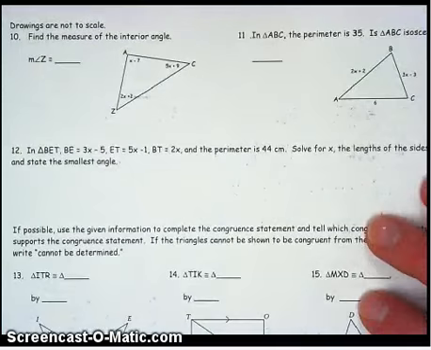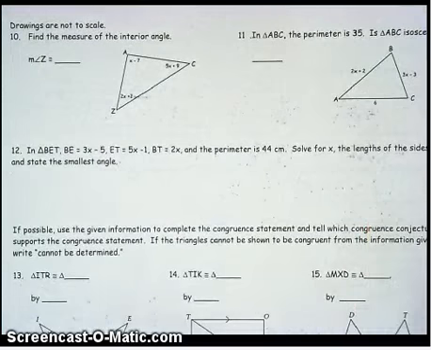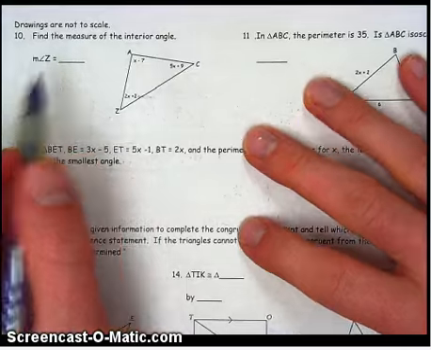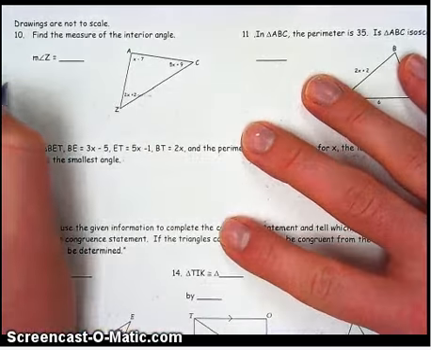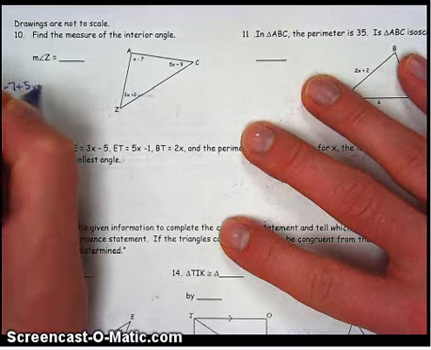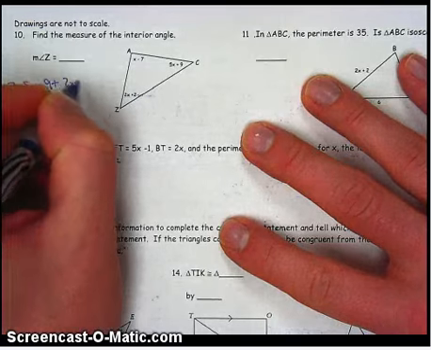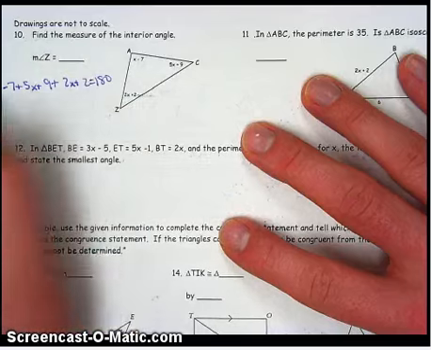All right, on the back. And I'm going to go through these pretty quick because we're starting to run out of time here. On these, I want to add my three values together. So x minus 7 plus 5x plus 9 plus 2x plus 2 equals 180. I can add those together.